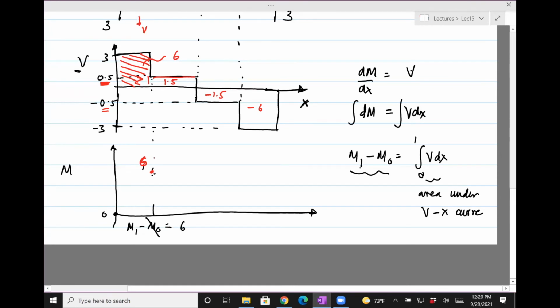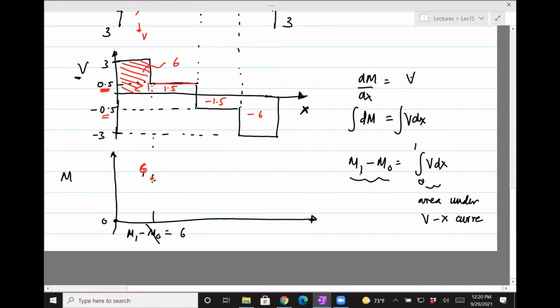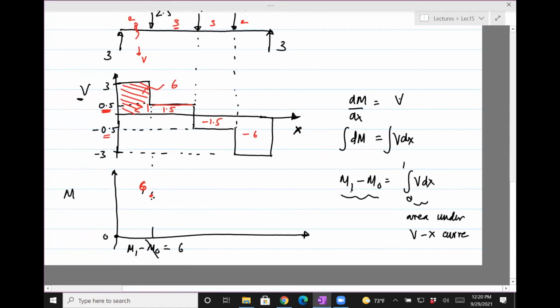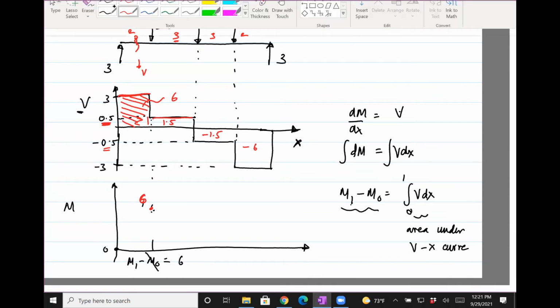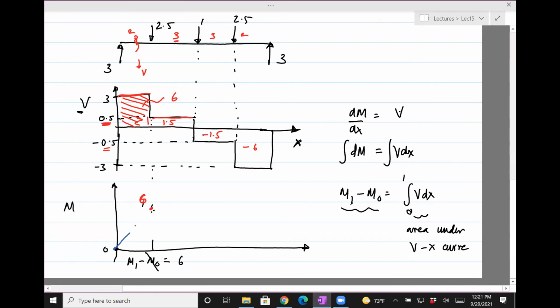Now the question is, how do you connect 0 and 6? Whenever the force is constant, like the shear force is constant here, the bending moment is simply going to be the force times distance. Since the force is constant, it's going to be a linear function of the distance. So we can confidently say that this has to be a straight line. And that's only because there is a force and not a distributed load. Yeah, question?